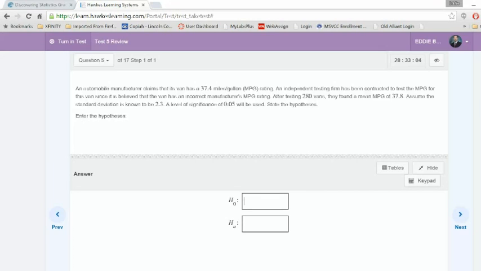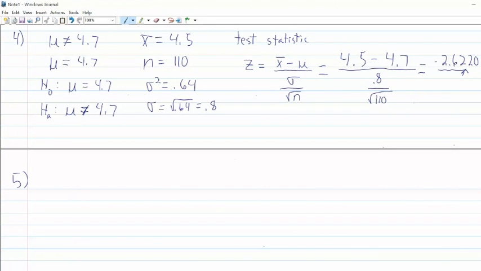Wow, that's great. All right, so we're given the standard deviation and we're given the significance level, but all we want is the hypothesis. So we're given a lot of information we don't even need. We just have to figure out, what are we testing here? So we were given miles per gallon, which is an average. So we were given that the average miles per gallon, or the claim is 37.4. It says the independent testing firm has been contracted to test this, and it's believed it is incorrect.